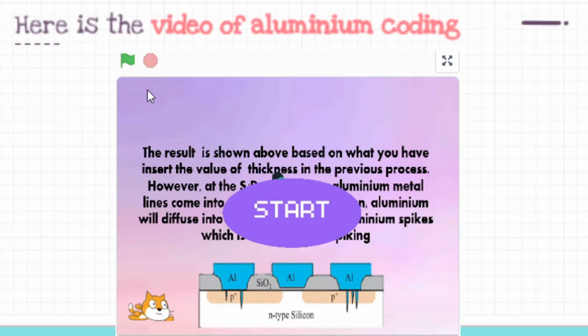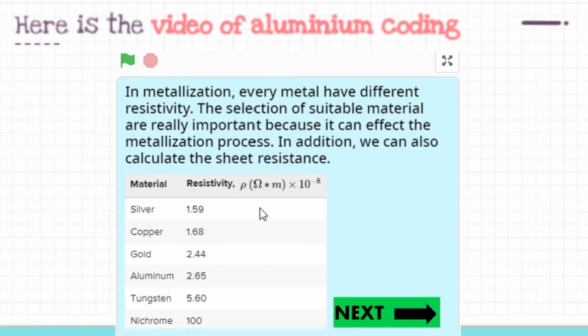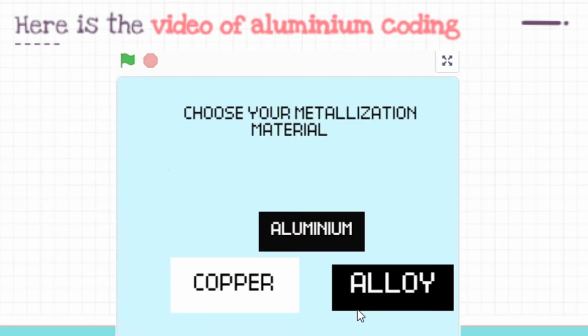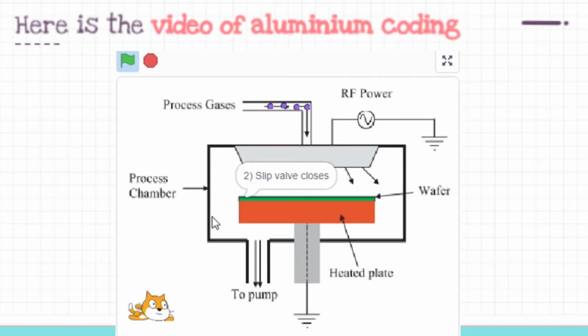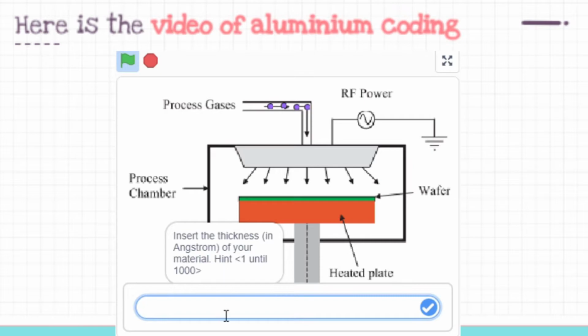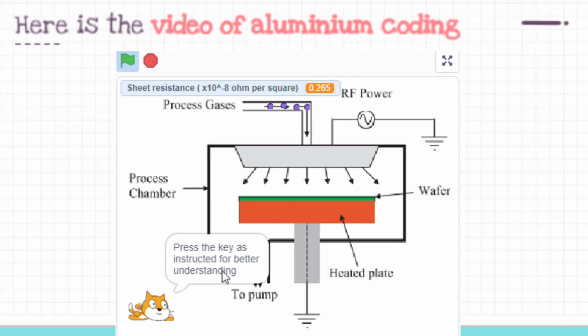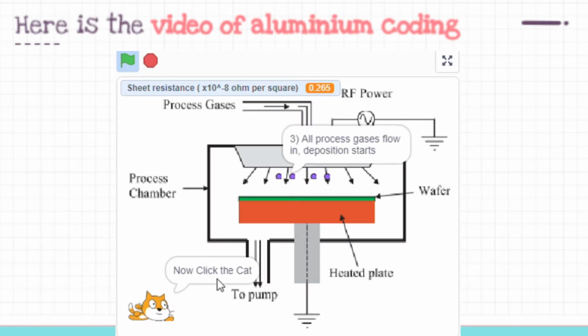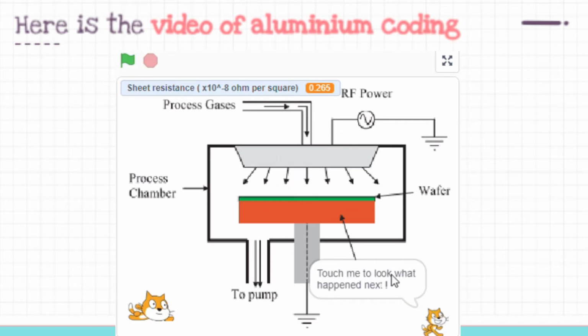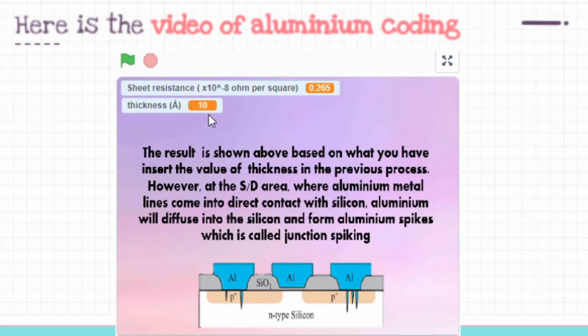The user will start by pushing the flag button and then pushing tab, and then we read the backdrop and then push next and choose aluminium. The invisible sprite will explain the process and then insert the thickness. Then press for the process, press 1, press 2, press 3 and click the cat. Then the result will show the thickness and the sheet resistance.